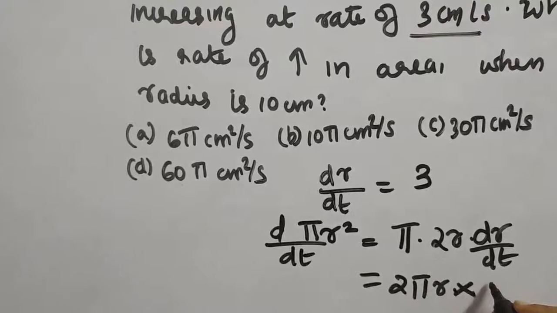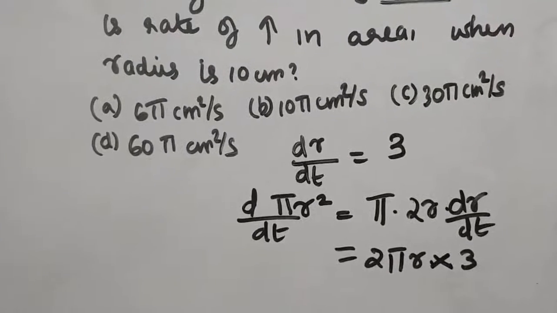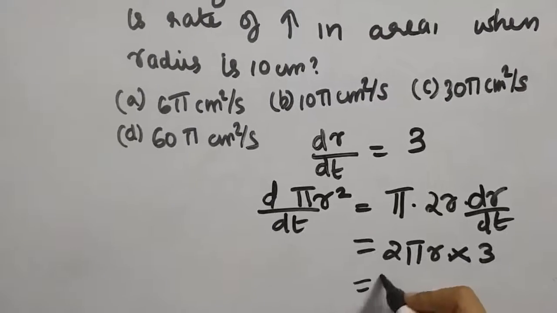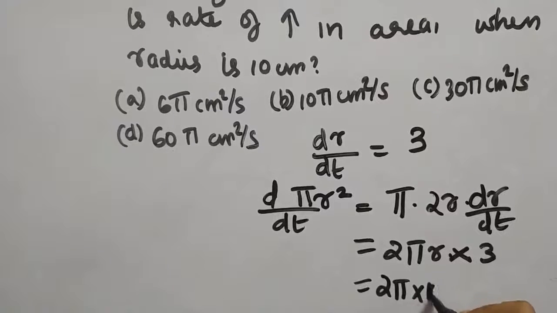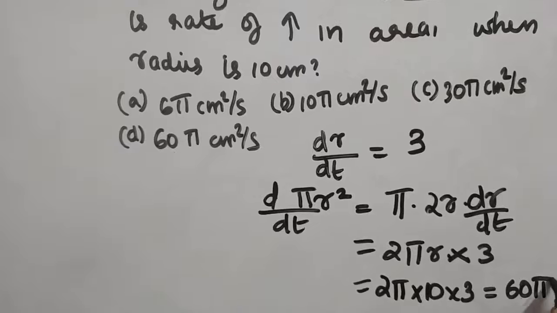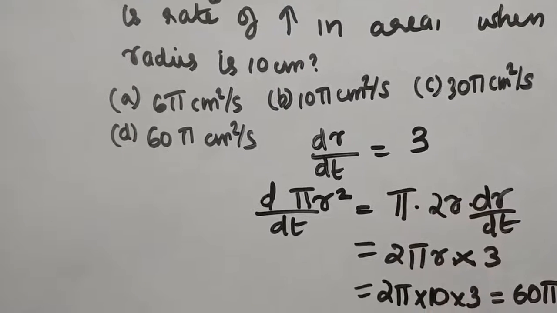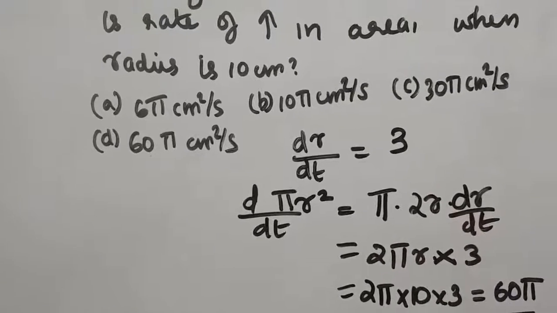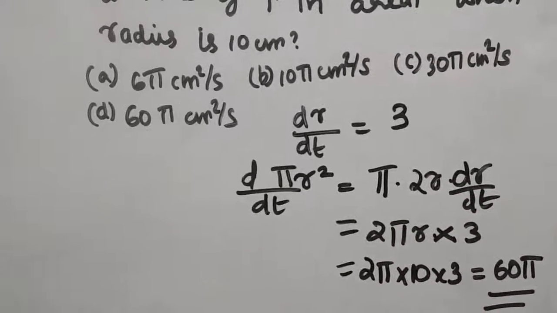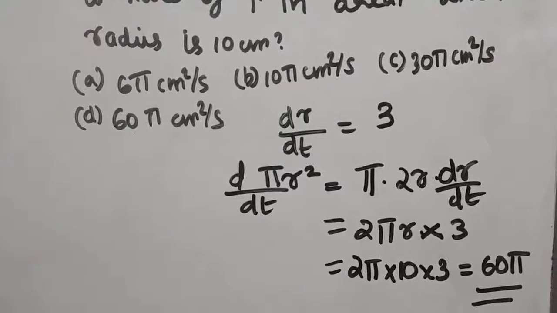We have dr by dt as 3. Now they have already given in the question the radius is 10. So 2 pi into 10 into 3. So the answer is 60 pi. 60 pi centimeter square per second.